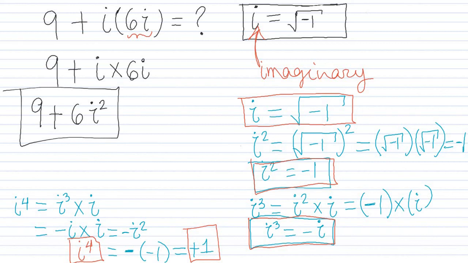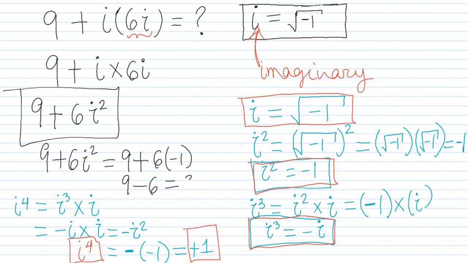You just have to think about what is i squared. Well, we know i squared to be negative 1. So hence 9 plus 6i squared is the same thing as 9 plus 6 times negative 1. So 9 minus 6 is 3. So our answer, 9 plus i(6i), is actually going to equal 3. And 3 is the answer to this question.